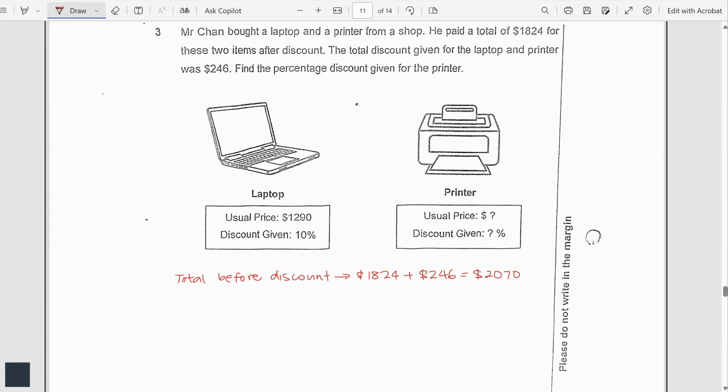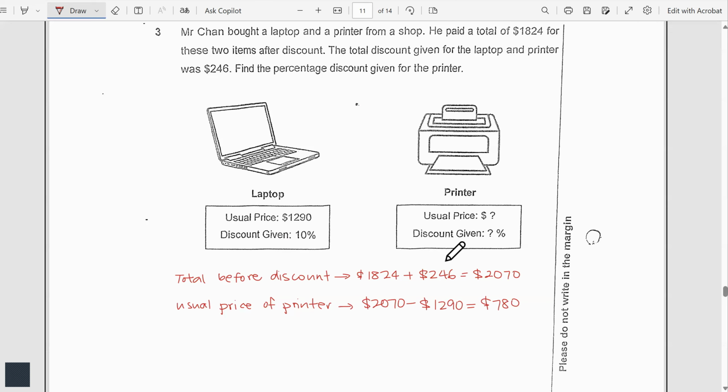2070. Now, the total price of the laptop is 1290. So to find the usual price of the printer, I'll take the total minus the laptop. So the usual price of the printer is $2070 minus 1290. I'll get $780.